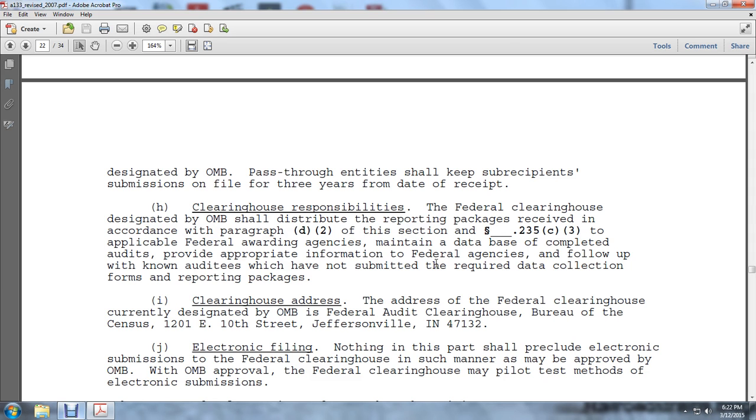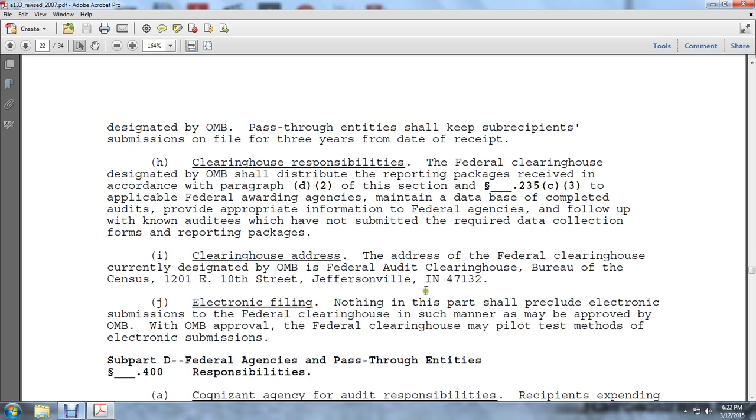Clearinghouse address: the address of the federal clearinghouse, currently designated by the Office of Management and Budget, is the Federal Audit Clearinghouse, Bureau of the Census, 1201 East 10th Street, Jeffersonville, Indiana 47132. Electronic filing: nothing in this part shall preclude electronic submission to the federal clearinghouse in such manner as may be approved by the Office of Management and Budget. With Office of Management and Budget approval, the federal clearinghouse may pilot test methods of electronic submission.